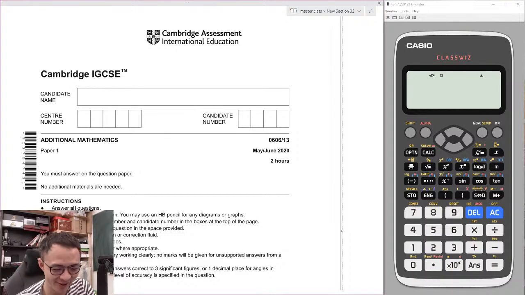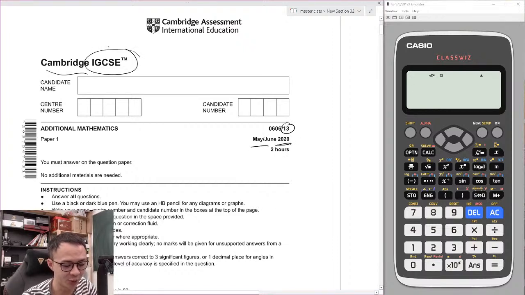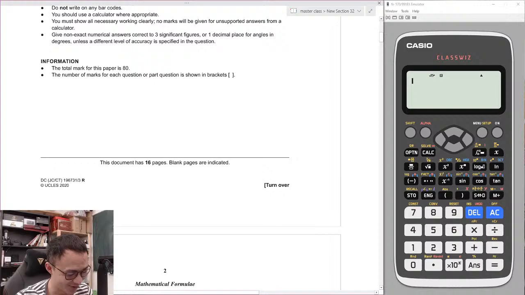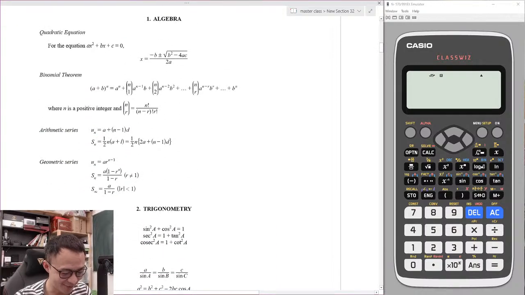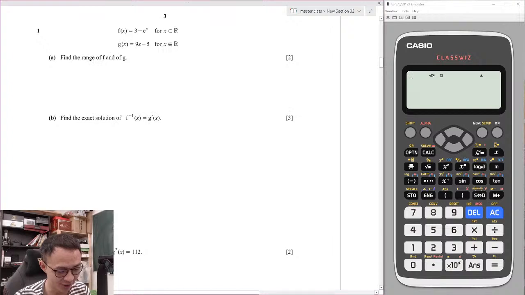Alright, let's begin. Today we'll discuss the 2020 May-June Paper 1-3. This is a Cambridge paper, which is what we call IGCSE here. If you love maths, you will enjoy it here, I guess. Same thing, you have a lot of formulas here. So let's start with the first question.